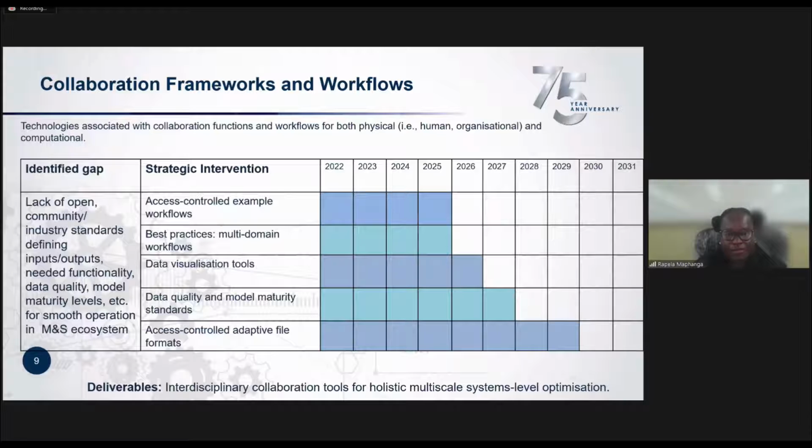We've been having some user group meetings during CHPC annual meetings, but that can be expanded to include other people who are not part of the CHPC, particularly those colleagues that are operating in industries, because the main aim is to take the models that we develop in the laboratories to the industry.